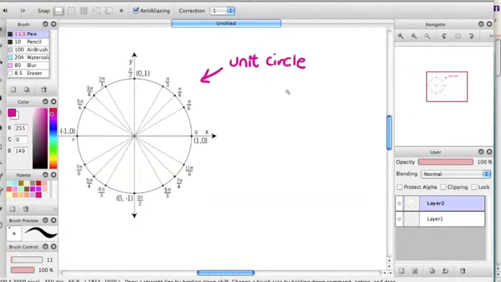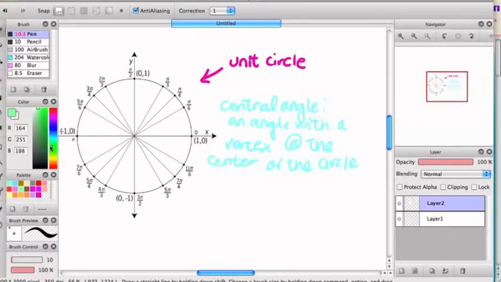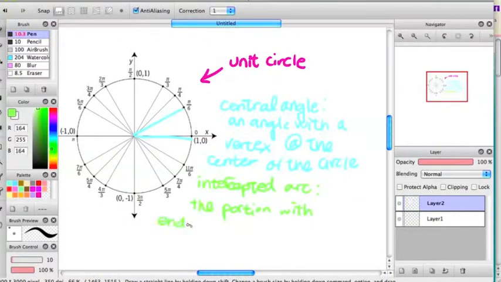Before we actually get to the math, we're going to go over vocabulary that has to do with the unit circle. First off, we have central angles, which are angles with vertexes at the center of the circle. Then we have the intercepted arcs of those angles, which are the portions with endpoints on the sides of the central angle and the remaining points within the interior.